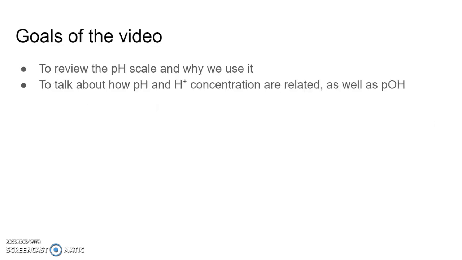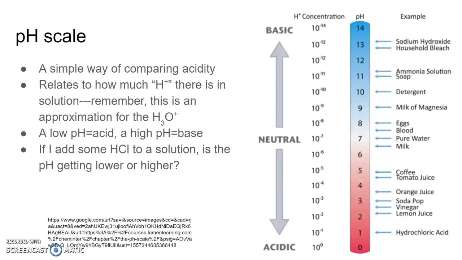So our goals for the video are to talk about the pH scale and remind you why we use it, and then to talk about how pH and H plus concentration are related, as well as pOH. The pH scale is really just a simple way of comparing acidity. It talks about how much H plus there is in a solution. Do you remember, whenever we're talking about H plus in solution, that it's really just an approximation for the hydronium ion? Just reminding you of that real quick.